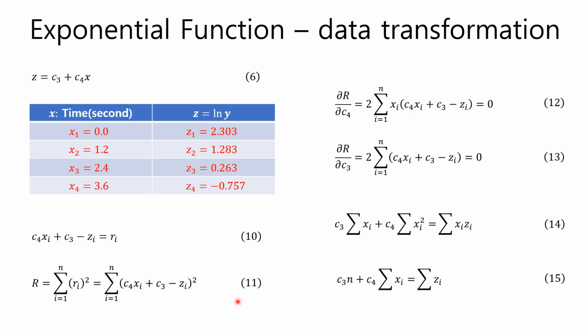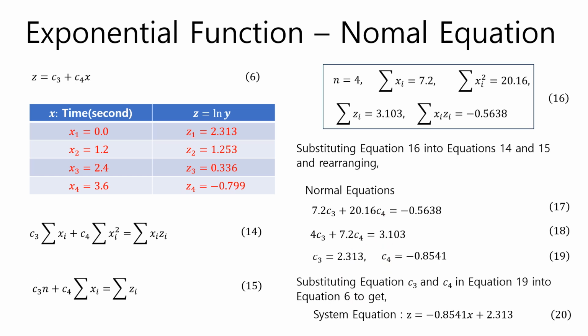If you perform a partial differentiation of equation 11 with respect to the unknown coefficient C4, you can obtain equation 12, and if you perform a partial differentiation with respect to C3, you can obtain equation 13. By rearranging equation 12, we can get equation 14, and by rearranging equation 13, we can get equation 15. By solving these two equations 14 and 15, we can obtain the two coefficients C3 and C4. Equations 14 and 15 represent normal equations.